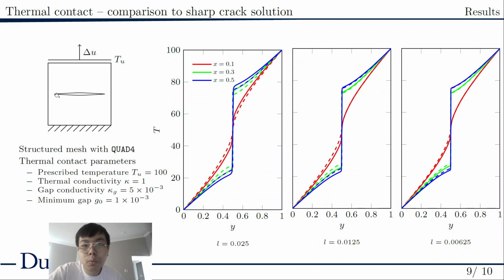At x equal to 0.1, that is on the left end of the crack, x equal to 0.5, that is at the middle of the crack, and x equal to 0.3 is somewhere in between. And as you can see here in this case, as we use a smaller and smaller phase field regularization length, the result gets better and better, and it approaches the sharp crack solution.